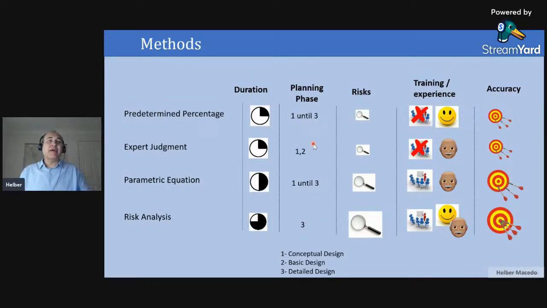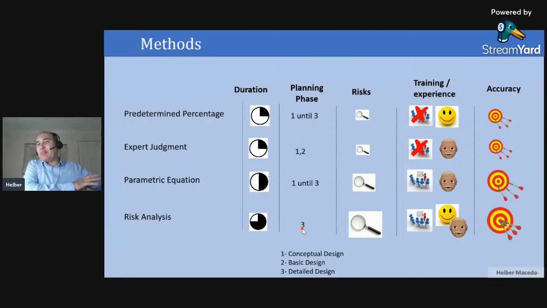When should I apply these techniques? I believe that the first two are for the initial phase, the concept phase of your project. But when we move, for example, to the risk analysis, I understand that you should use it only when we are close to moving to execution, to the gate where you take the decision whether to go ahead or not for the execution. So you have more maturity of your project, then you use your risk analysis because it takes more time.